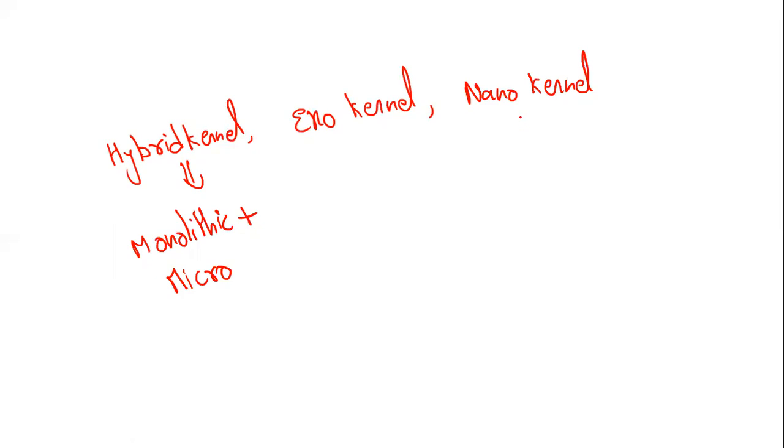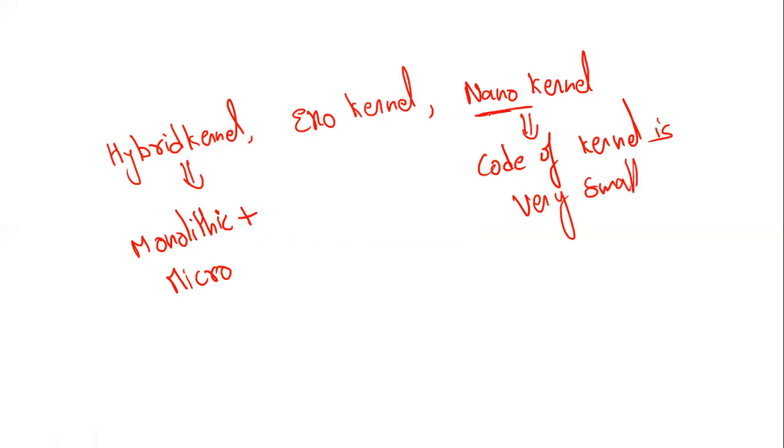And coming to the nano kernel, the whole code of the kernel is very small. Remember, student, the whole code of the kernel is very small. The name implies it is a nano. Nano means it's small, right? The whole code of the kernel is very small. So it supports nano clock resolution, nanosecond clock resolutions.